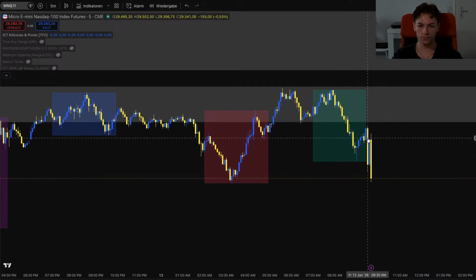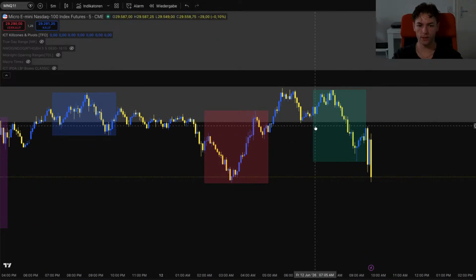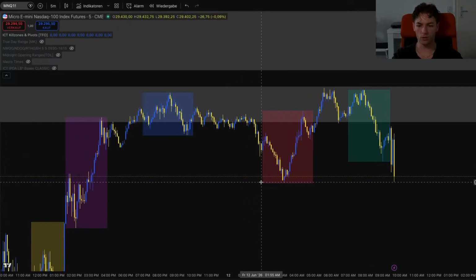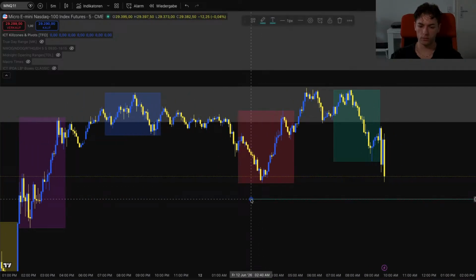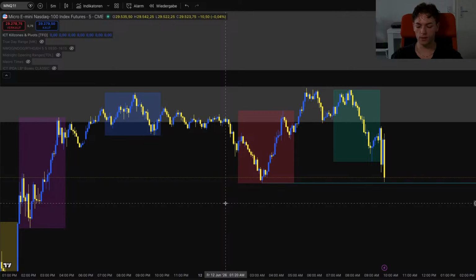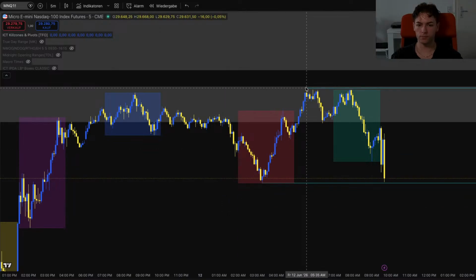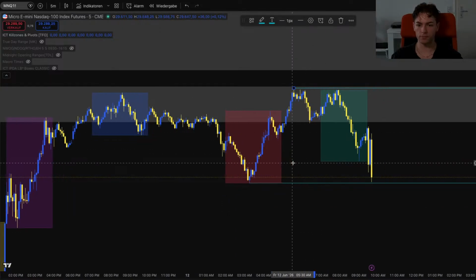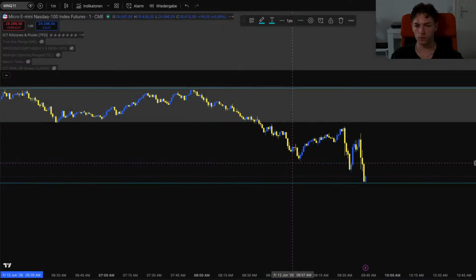So yeah, we are still inside of this range. London low, sell side, obvious buy side. Okay.